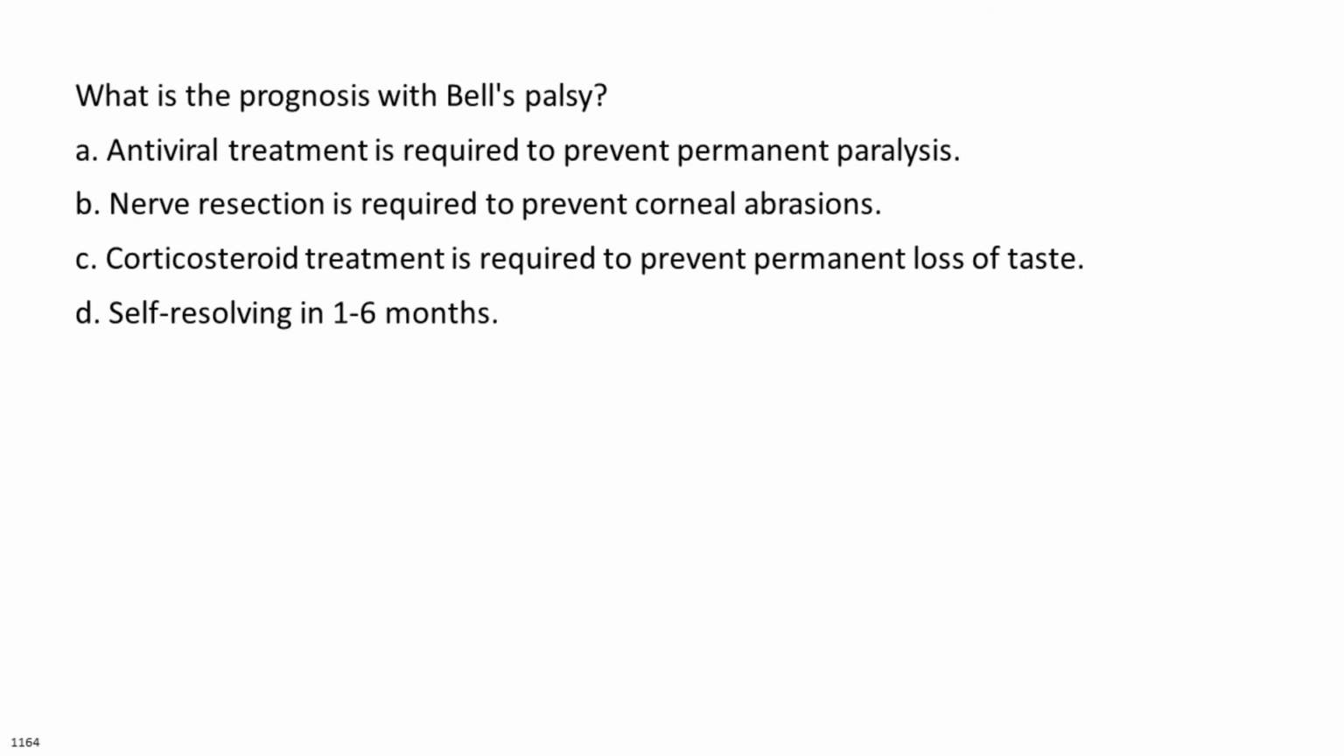What is the prognosis with Bell's palsy? A. Antiviral treatment is required to prevent permanent paralysis. B. Nerve resection is required to prevent corneal abrasions. C. Corticosteroid treatment is required to prevent permanent loss of taste. D. Self-resolving in 1 to 6 months.